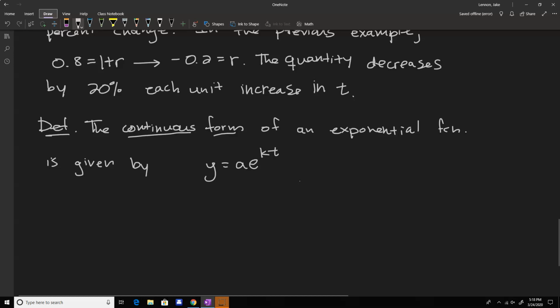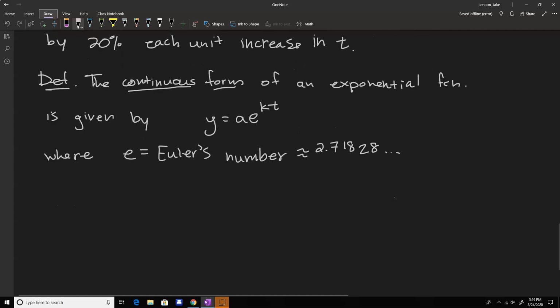So here our variables are still just t and y. A, e, and k are all constants. And in this case, e is the special constant known as Euler's number, which has approximate value 2.71828 and so on. This number comes up quite a bit in calculus and in the theory of interest, and next to pi, it's maybe the most important constant in math. So the main idea is how do we actually switch from standard form to continuous form.